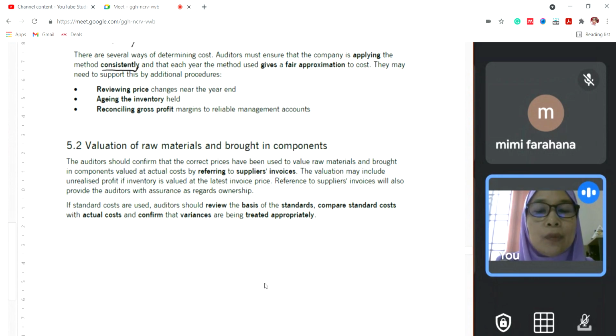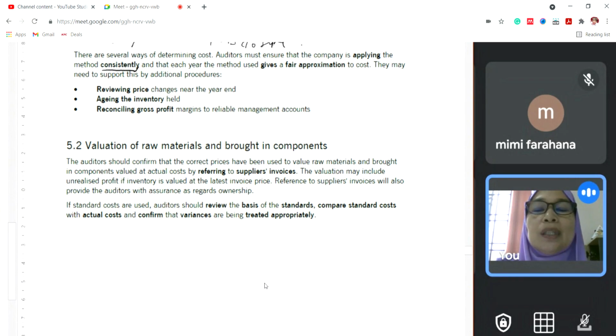If they want to change the method, they must have support with the disclosure. So that is the requirement under IAS. For the auditor, you may need additional procedures where you need to review price changes near the year end and aging inventory, and reconcile gross profit margin to reliable management account. So this is quite complicated. So that's why inventory is the most difficult part for the auditor.